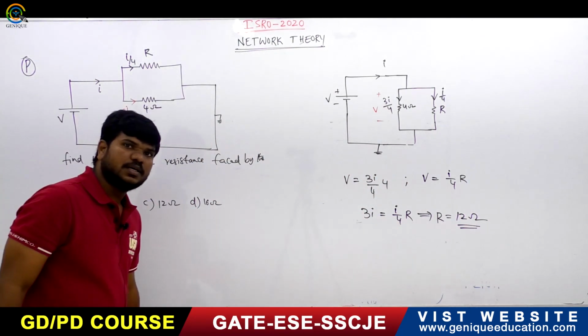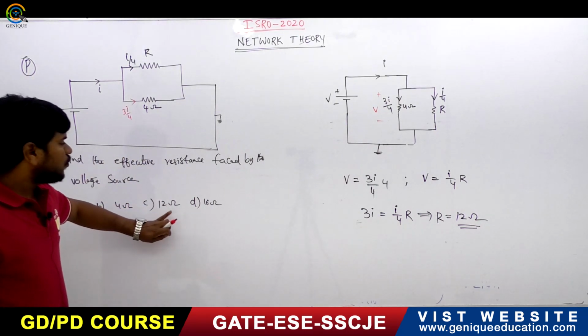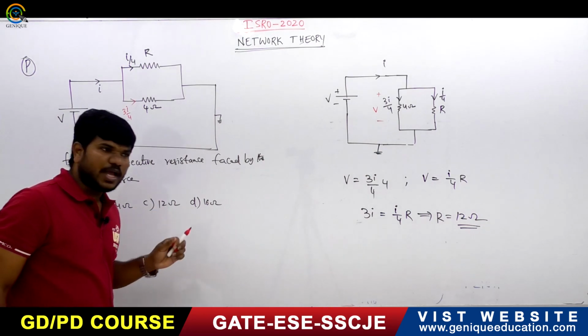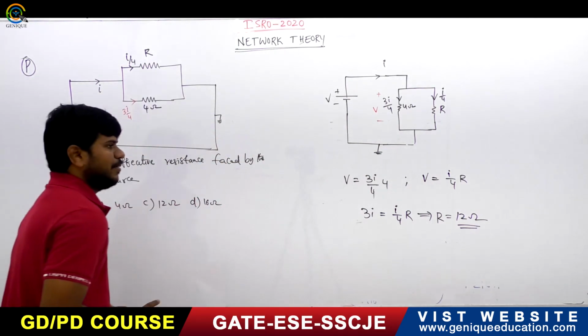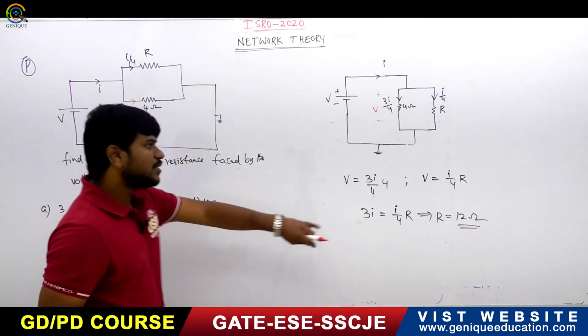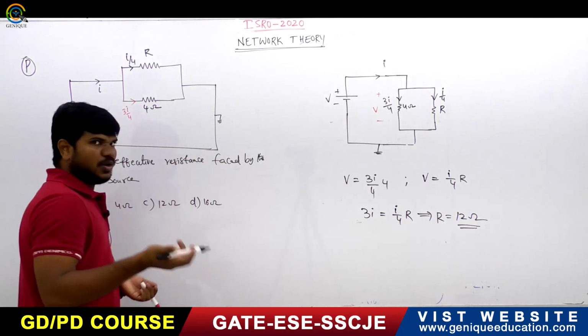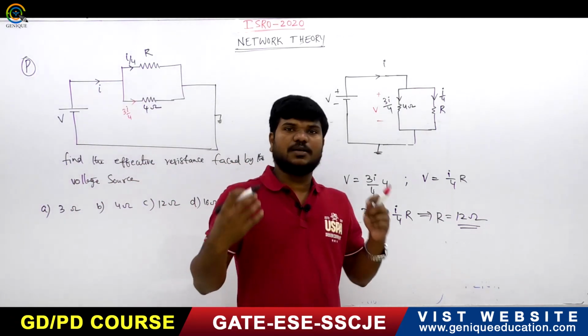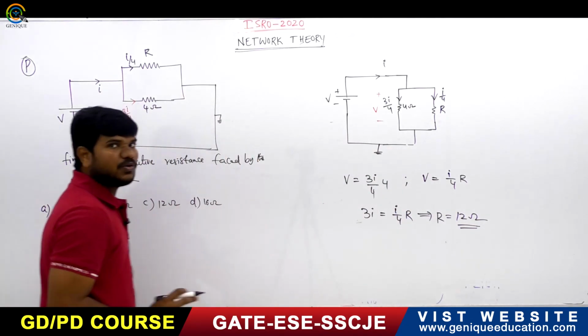What are the options? The options given are 3, 4, 12 ohm, 16 ohm. You have to be careful here, because 12 ohms is there in the option. If you didn't read the question carefully, you may go for that option only. So you have to observe that.